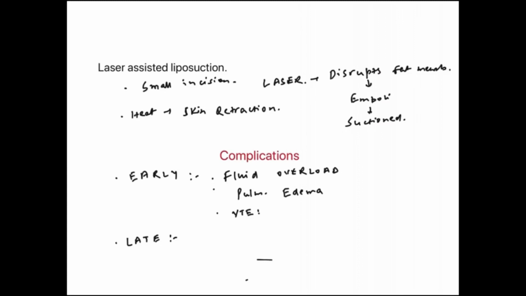What are the late complications? Late complications are ecchymosis, which is bloody spots over skin, and hyperesthesia and hyperpigmentation. Hyperpigmentation remains there, but hyperesthesia normally resolves within 10 weeks.